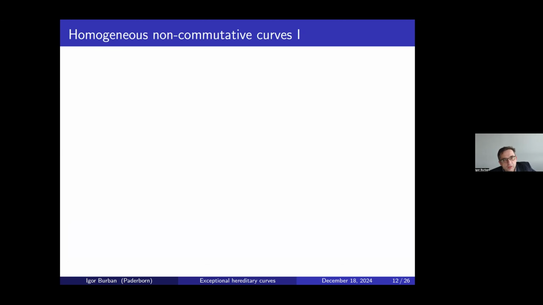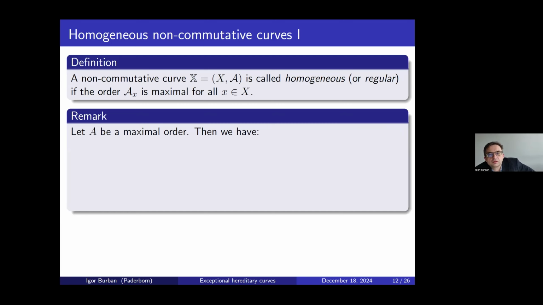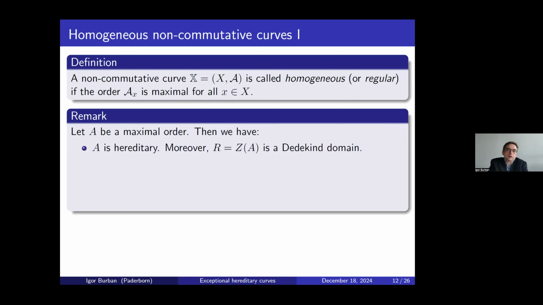Well, now let me start to discuss the first class of non-commutative curves of interest, namely those which are called homogeneous. Homogeneous or regular, I'm still undecided which terminology is better. The assumption is that for my structure sheaf A, all stalks are maximal orders. So why homogeneous? What is the meaning of the word homogeneous in this setting? Well, first of all, locally, a maximal order is always hereditary, and its center is a Dedekind domain.